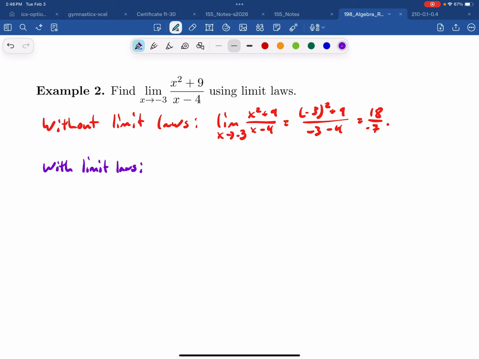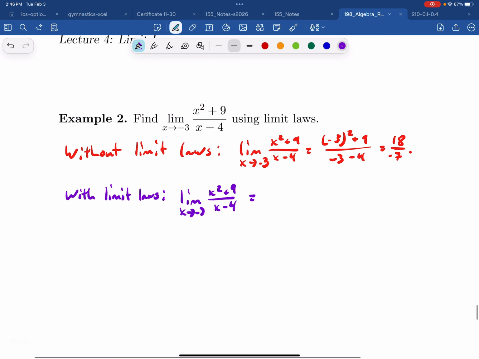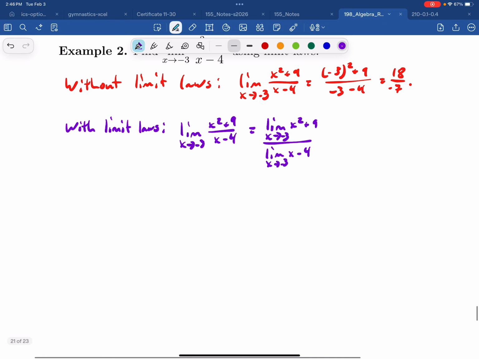With limit laws, we have to say, okay, the limit as x approaches negative 3 of x squared plus 9 over x minus 4, I'll make that clear that is a 9, is, okay, well, first off, we have a limit of a quotient, right? And so the last limit law, number 5, says that this is the same as the limit as x approaches negative 3 of x squared plus 9 over the limit as x approaches negative 3 of x minus 4, and this is provided that we don't get an answer of 0 on the bottom, which we know we're not going to.